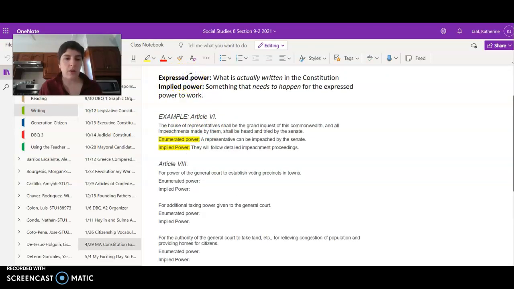So the enumerated power, that's what expressed power is, okay? Enumerated or expressed power, which I'm going to make sure I put in there. That's what is actually written in the Constitution. So what's actually written in this Constitution is a representative can be impeached by the Senate or the House of Representatives. The implied power is they will follow detailed impeachment proceedings. The implied power is something that needs to happen. So I made up the implied power, which is kind of what you need to do. Because we don't have the details of how an impeachment works in the Constitution, we know that they obviously have to come up with rules for that in order to follow those.